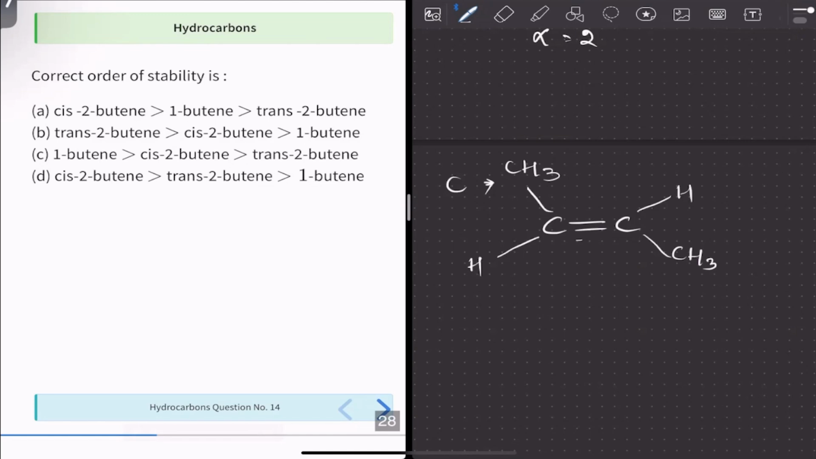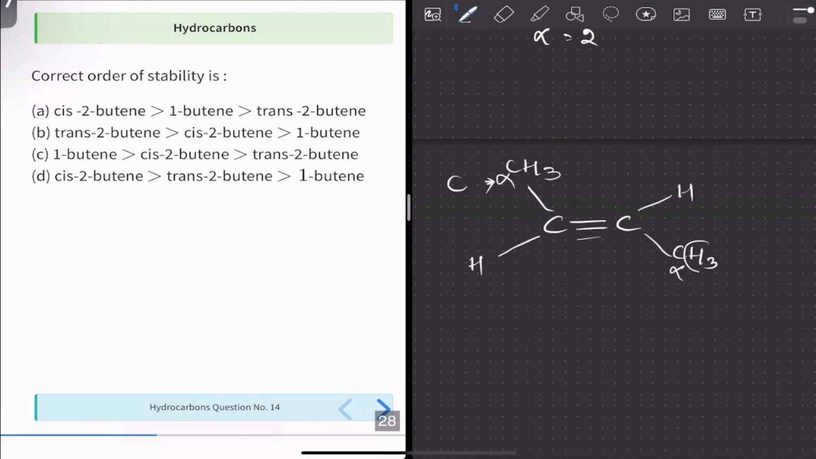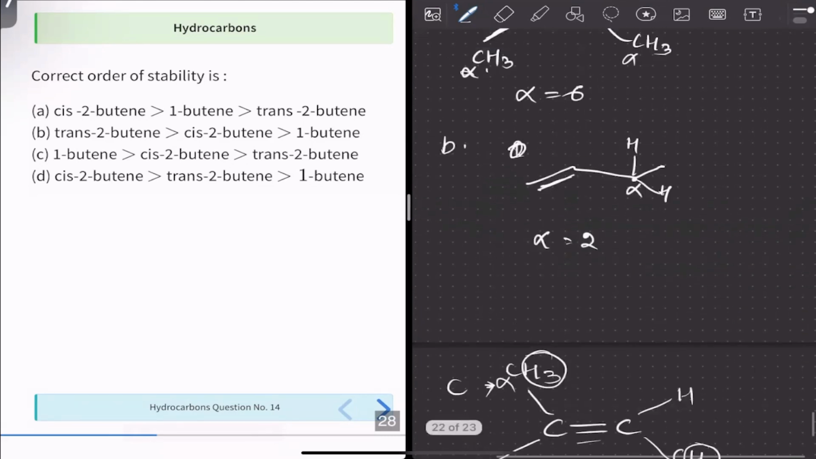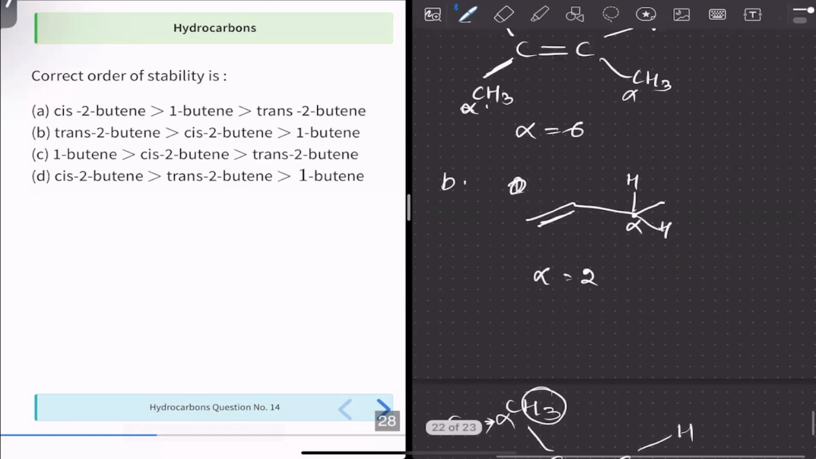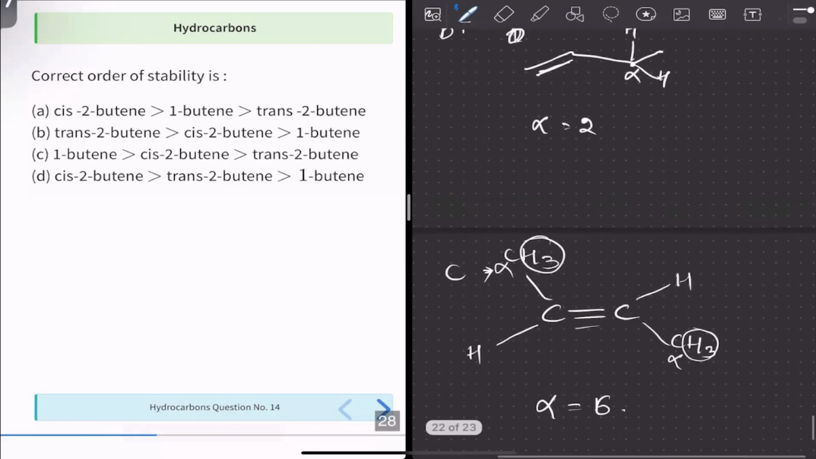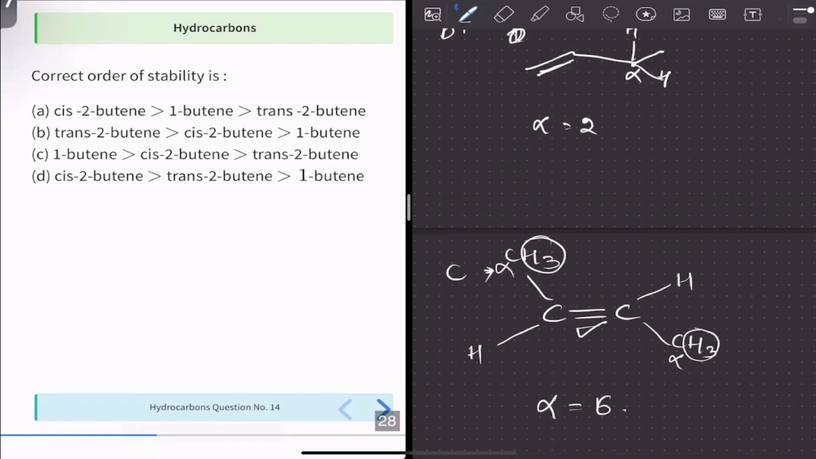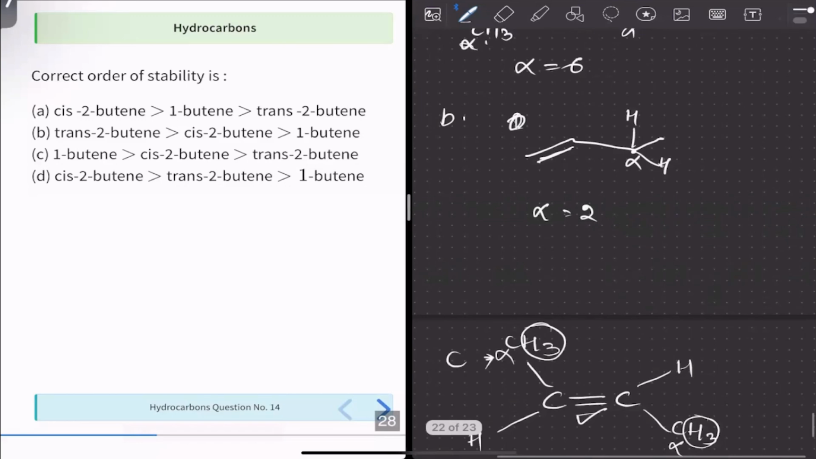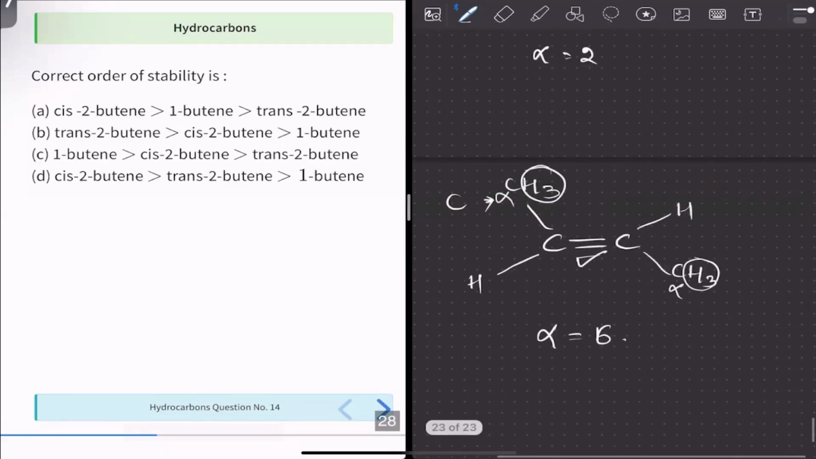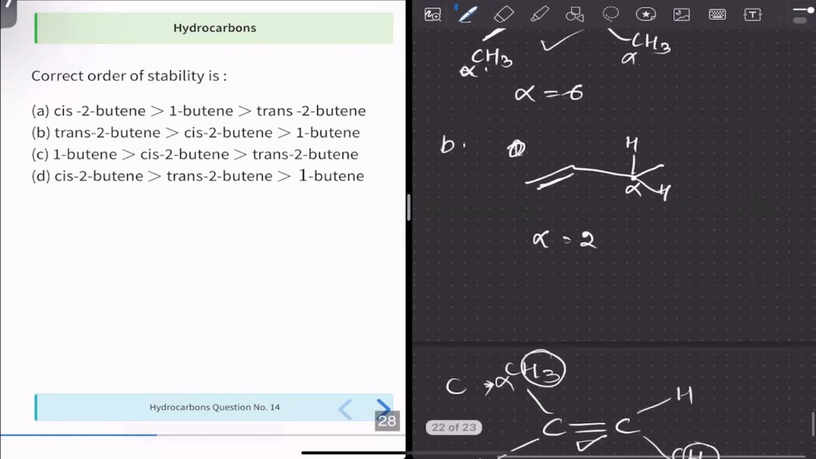So for this double bond, there are two alpha carbons and six alpha hydrogens. Options like molecule A and molecule C each have six alpha hydrogens, but molecule B has only two alpha hydrogens. So option A and C will be more stable than option B.